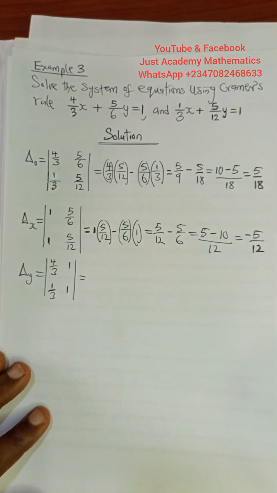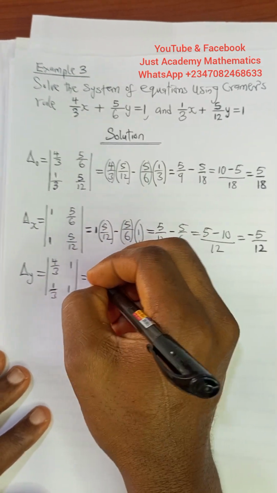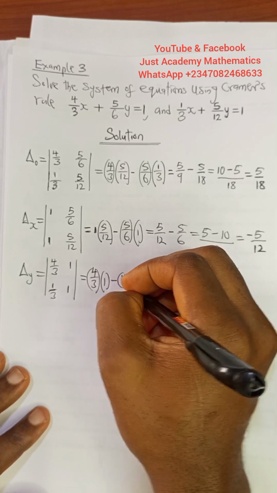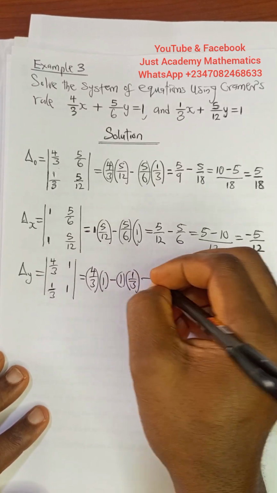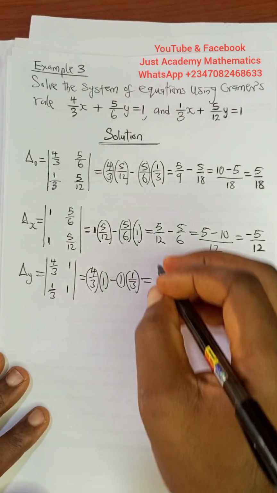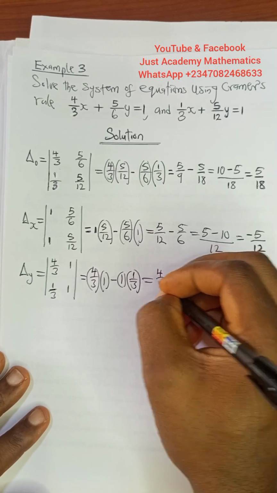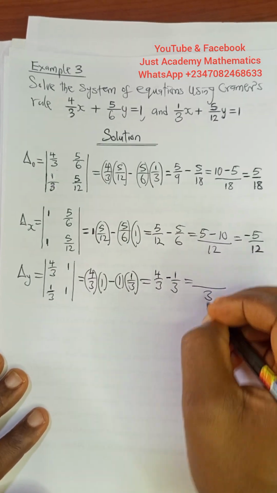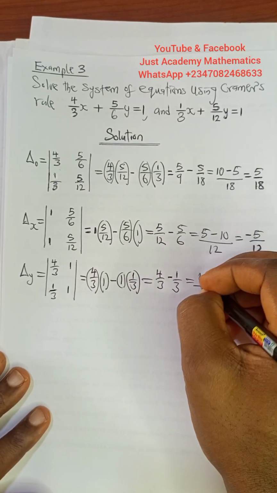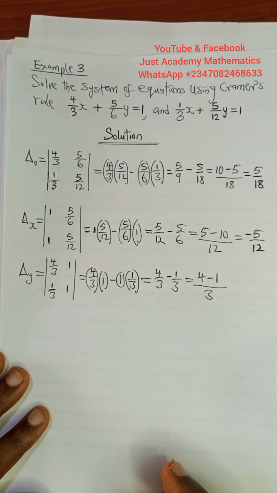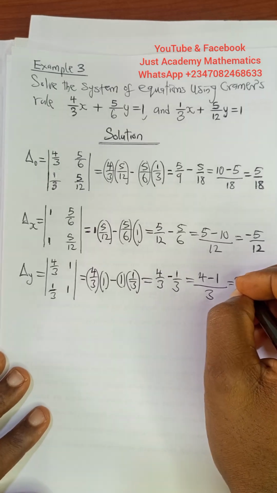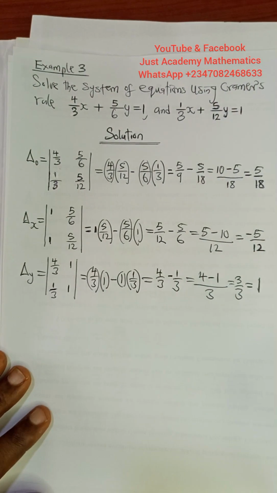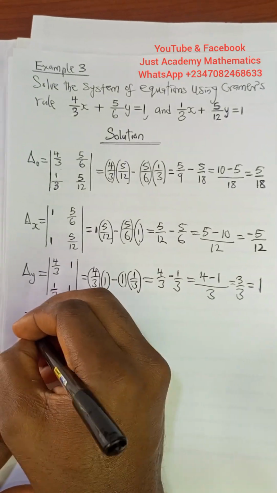So what is the determinant? We have 4 over 3 times 1 minus 1 times 1 over 3. If you open this bracket properly, you have 4 over 3 minus 1 over 3. Of course, LCM is 3. So 3 into 3, 1 times 4, 4 minus 1. So 4 minus 1 will give us 3 over 3. So changing y is equal to 1.